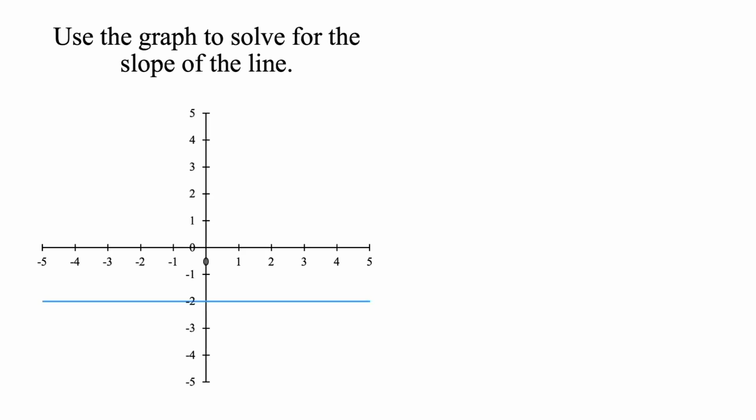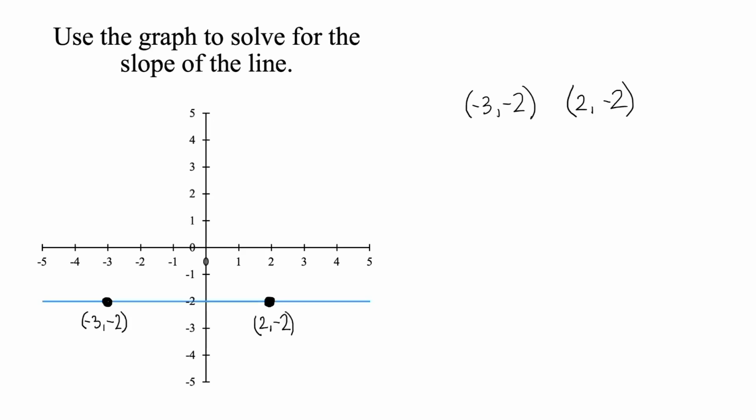Let's work through an example of calculating zero slope using a graph. Use the graph to solve for the slope of the line. First, identify two ordered pairs on the graph. One ordered pair is (-3, -2). Another ordered pair is (2, -2).